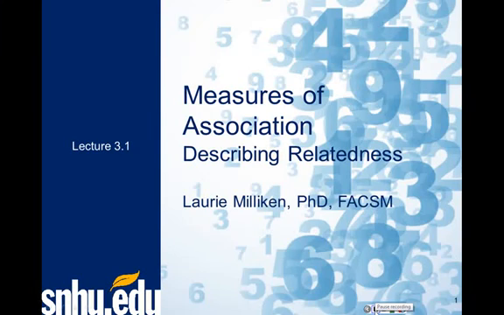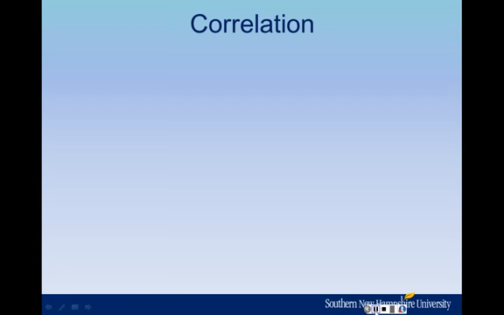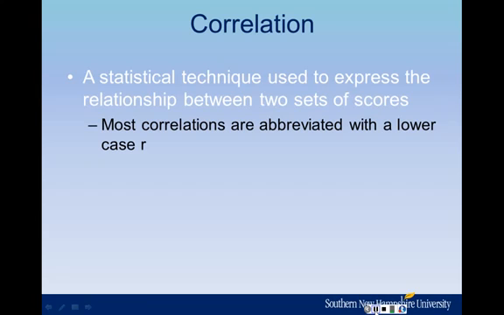This lecture is about measures of association. The first statistical technique we will talk about to quantify an association between variables is called a correlation. This is a technique that is used to describe the relationship between two sets of scores. A correlation coefficient is abbreviated with a lowercase r. Sometimes people use an uppercase R as well.